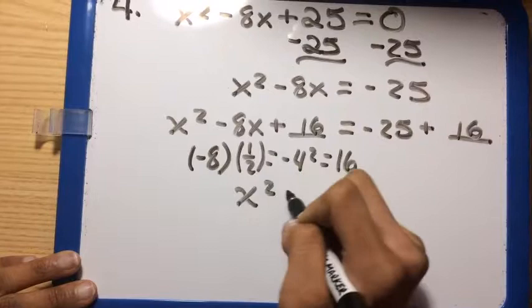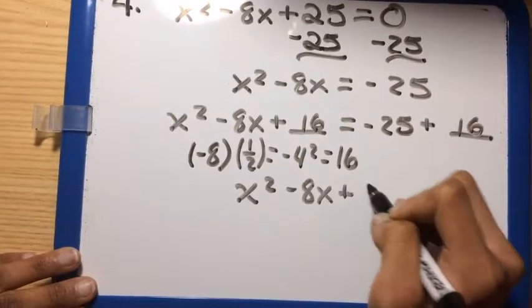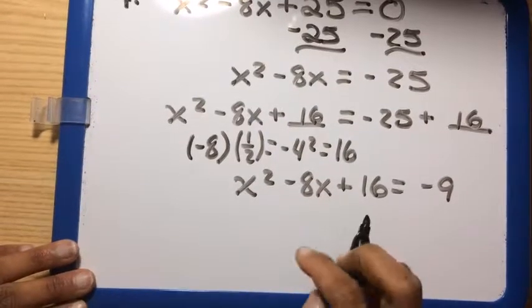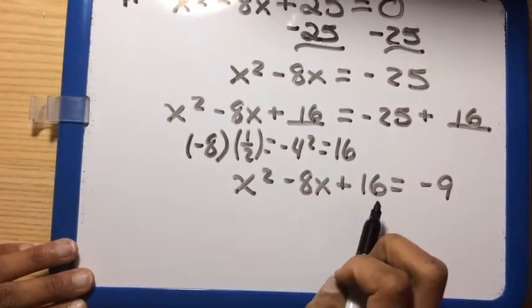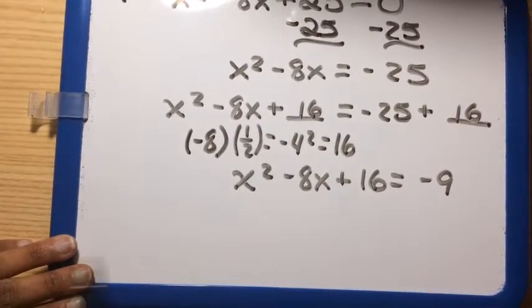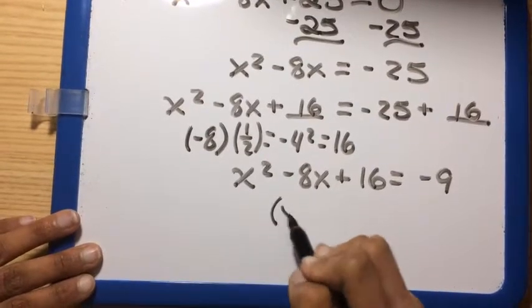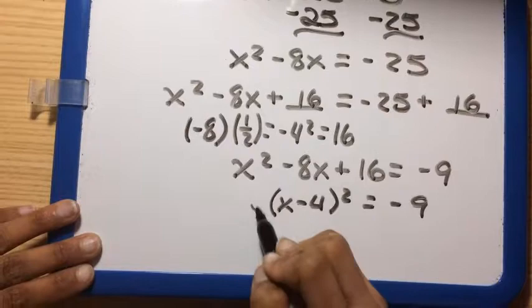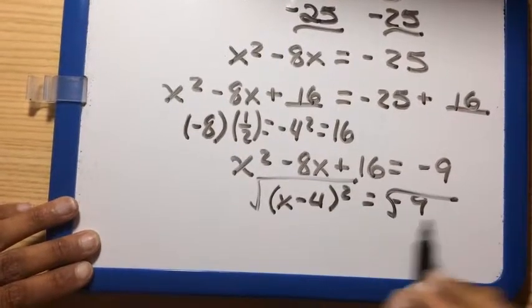You get x squared minus 8x plus 16 is equal to negative 9. Now we can factor. We know negative 4 times negative 4 is equal to 16, and negative 4 minus 4 is equal to negative 8. So we're going to write x minus 4 squared is equal to negative 9. Now we're going to take the square root of both sides.